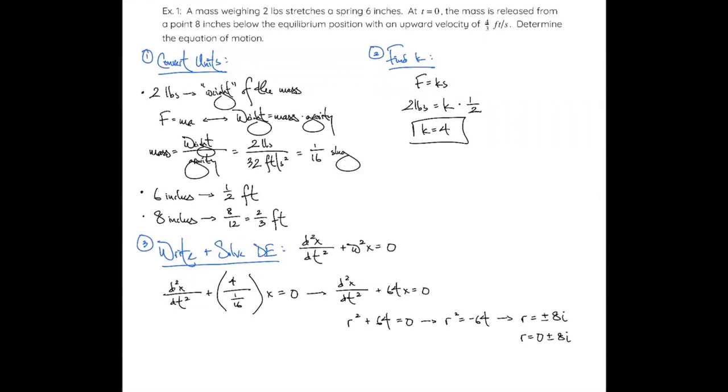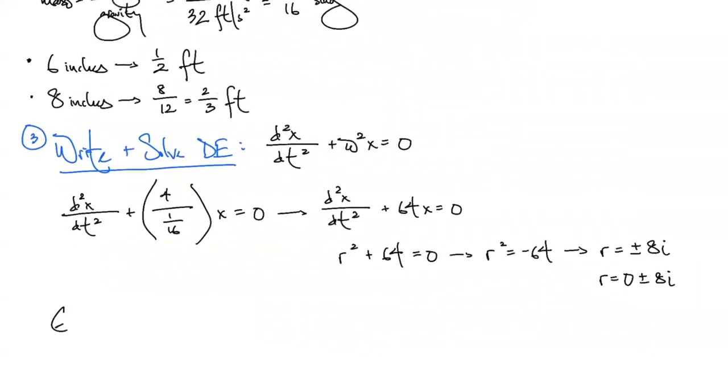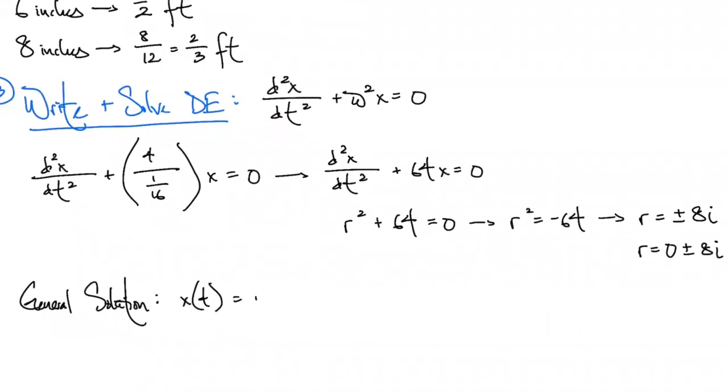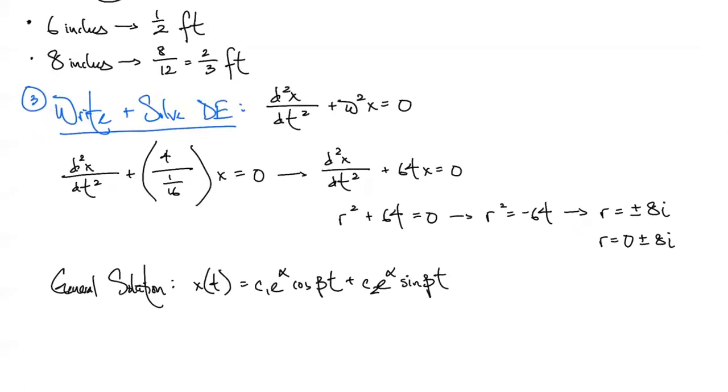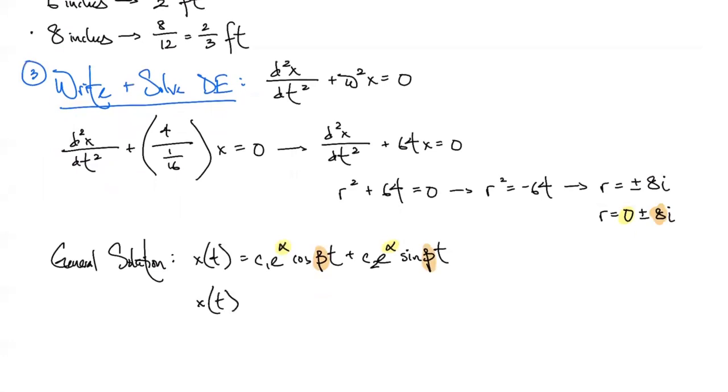So we've got these roots, 0 plus or minus 8i. That means that our general solution is going to be x of t equals. Now, if we were to write out the whole general form, c1 e to the alpha cosine of beta t plus c2 e to the alpha sine of beta t. If we plug in a 0 everywhere we see the alpha, and everywhere we see a beta, we're going to plug in that 8. That will give us c1 e to the 0 cosine 8t plus c2 e to the 0 sine of 8t.